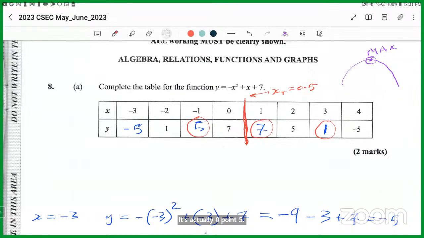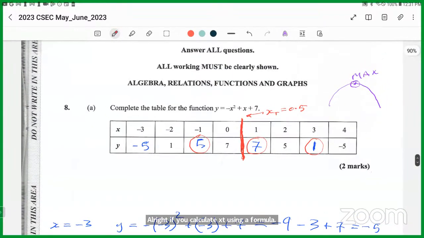I know that this becomes my axis. On the graph, my axis is on this line, 0.5. If you calculate xt using a formula, I can show you, just for illustration purposes, up here: xt is minus b over 2a. In this function, b is 1, because the coefficient of x is 1 right here. So I get minus 1 over 2 times a.